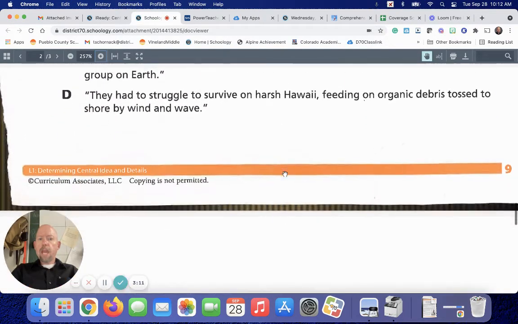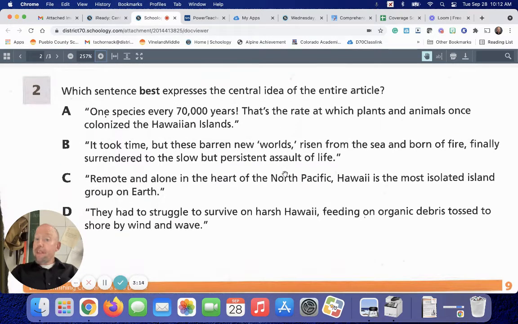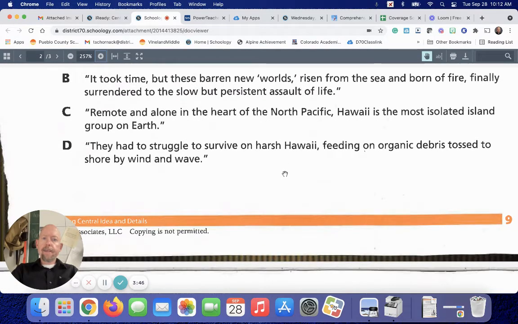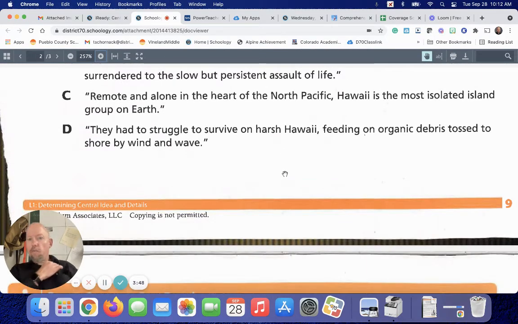2, which sentence best expresses the central idea of the article? A, one species every 70,000 years. That's the rate at which plants and animals once colonized the Hawaiian Islands. B, it took time, but these barren new worlds, risen from the sea and born of fire, finally surrender to the slow but persistent assault of life. C, remote and alone in the heart of the northern Pacific, Hawaii is the most isolated island group on Earth. D, they had to struggle to survive on harsh Hawaii, feeding on organic debris tossed to the shore by wind and wave.